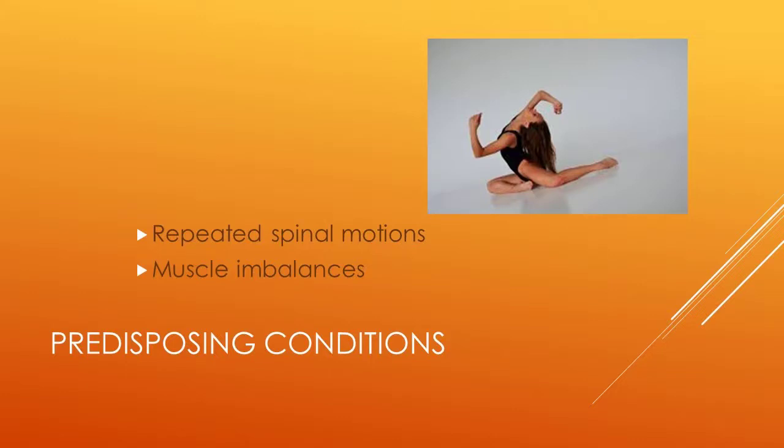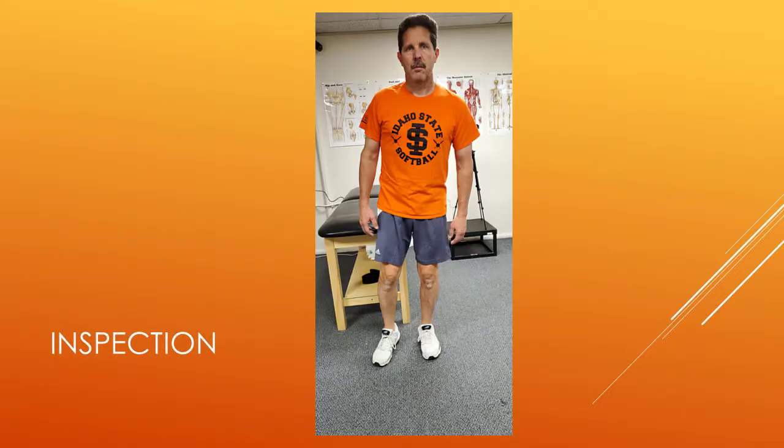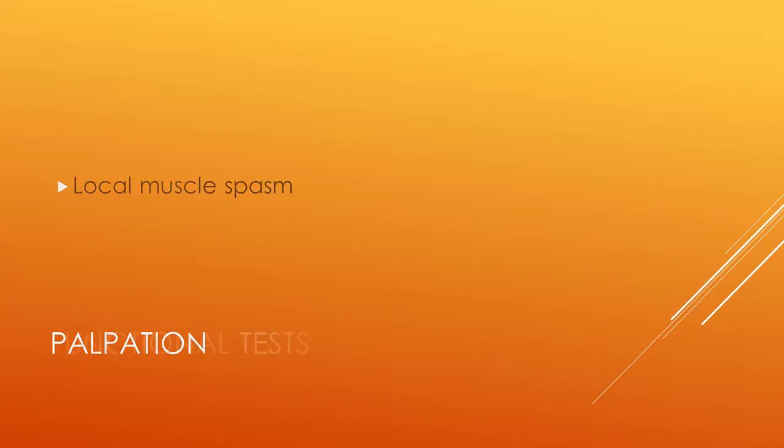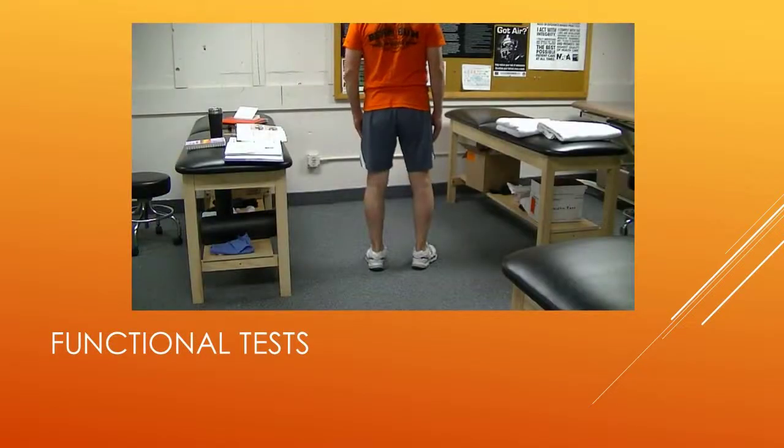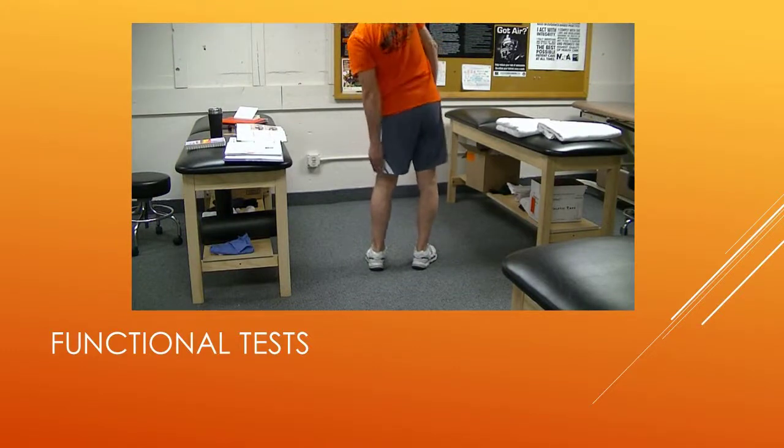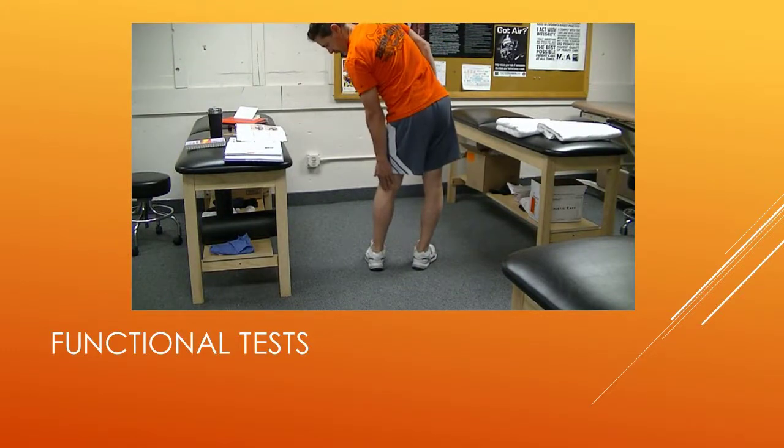There also may be muscle imbalances that are found, and you can find this in patients who have scoliosis. When inspecting the area, the patient may assume a posture that lessens the pressure on the affected facets. You may be able to palpate local muscle spasm in those paravertebral muscles in the area. Functional test-wise, simply having them move through motions of extension, rotation, and lateral bending to the involved side will produce pain.